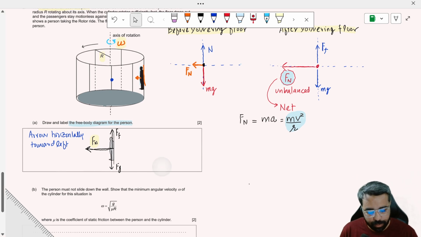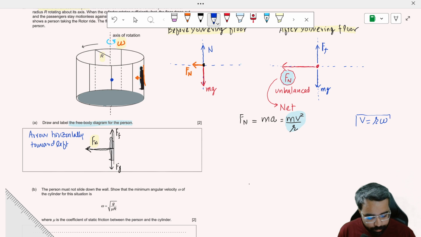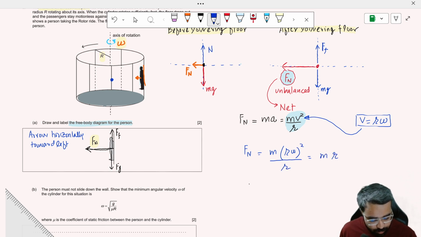All right, so what is the relation between the linear speed and angular speed? That is v equals r omega. So if I put the value over here, the normal force will become equal to m r omega squared over r.